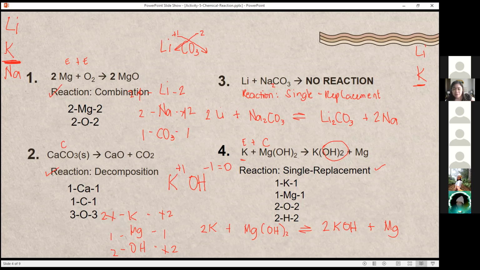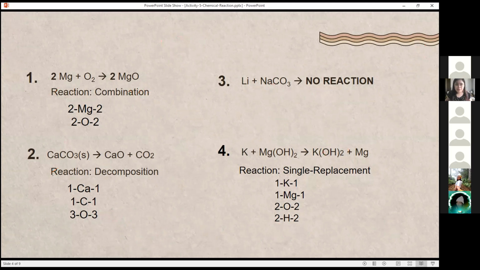It's correct na single replacement siya, but the equation should be 2 molecules of potassium reacting with 1 molecule of magnesium hydroxide, yielding 2 molecules of potassium hydroxide plus 1 molecule of magnesium. Questions for number 4? Anyone na hindi na-confuse for number 4? Wala. So let us continue. Reporters, please continue with number 5.